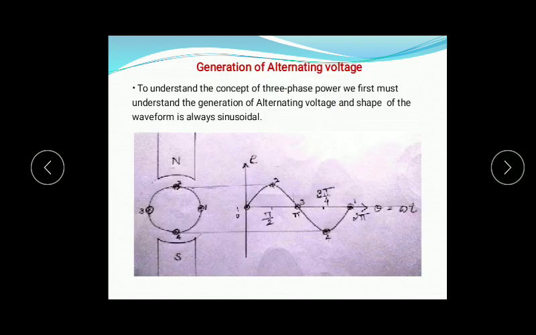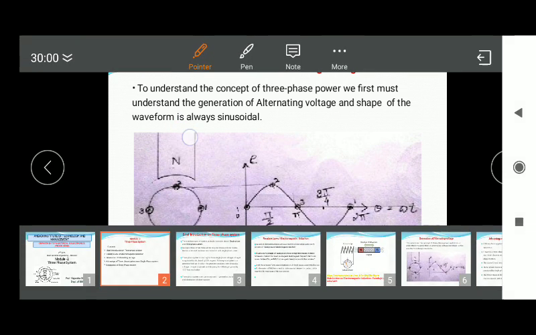Next, generation of alternating voltage. This we have studied in module 2, first chapter. Now, to understand the concept of three-phase power, we must understand the generation of alternating voltage and the shape of the waveform, which is always sinusoidal for AC. Right. Now in order to understand this, we have two poles.